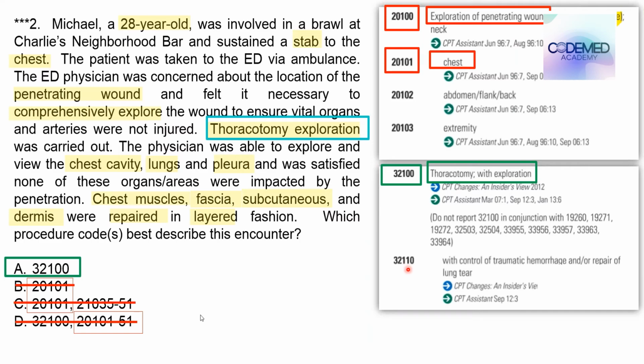And kindly always pay attention to the parenthetical note because they also give a lot of clues to you. So this is my last slide of part 1 and then we'll continue with part 2, 3, 4 and 5 for the musculoskeletal system.